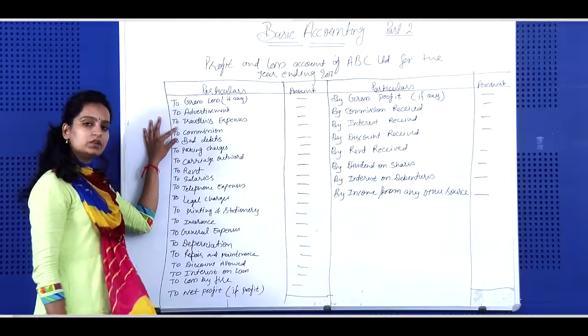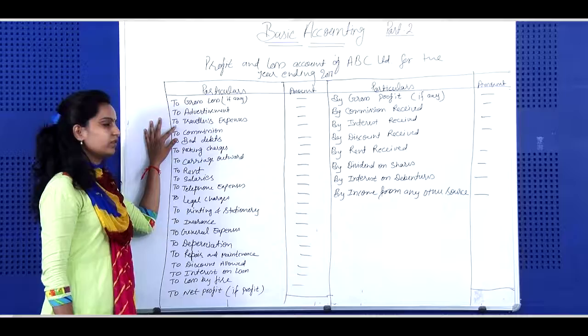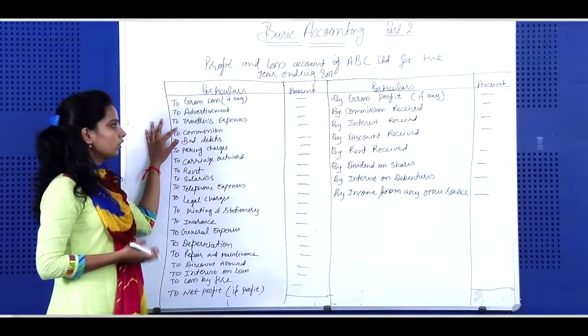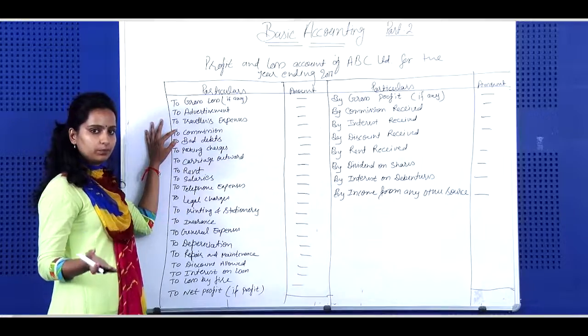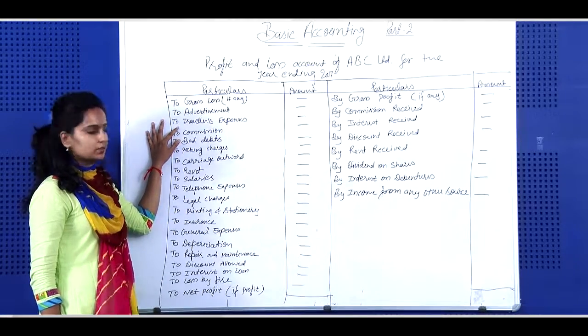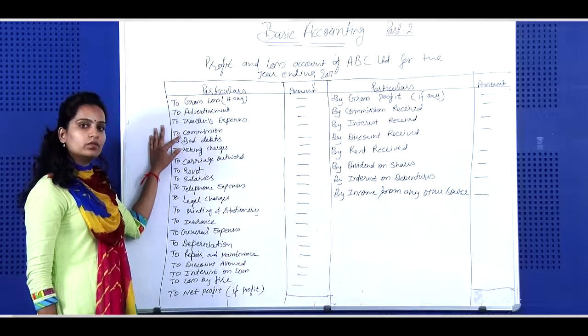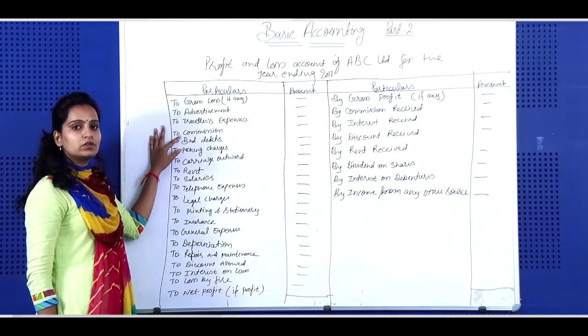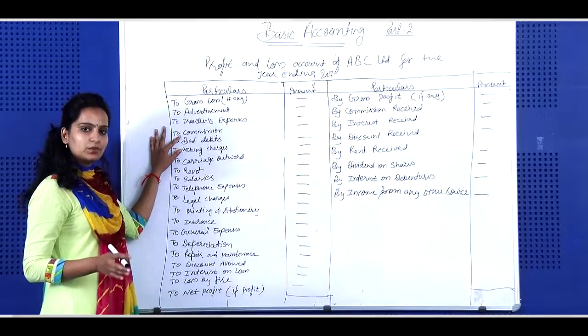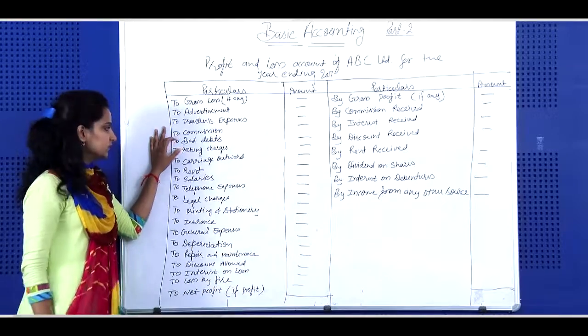Second one is travelers expenses. That means if we are having some salesperson or some other staff that travel for the company for different purposes, then the traveling expenses also come under the indirect expenses. To commission: the commission which we are giving to a salesperson or in other areas, if we are paying some commission, that will be considered as an indirect expense.